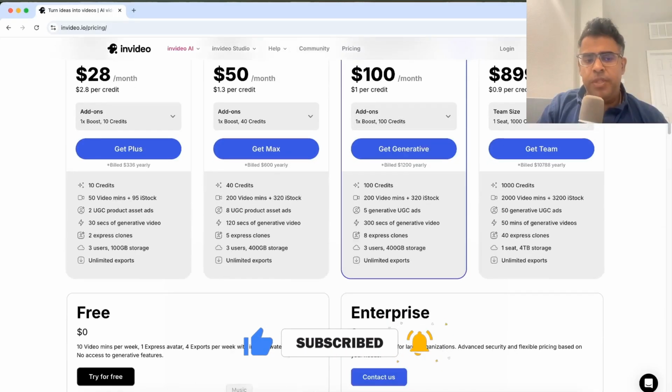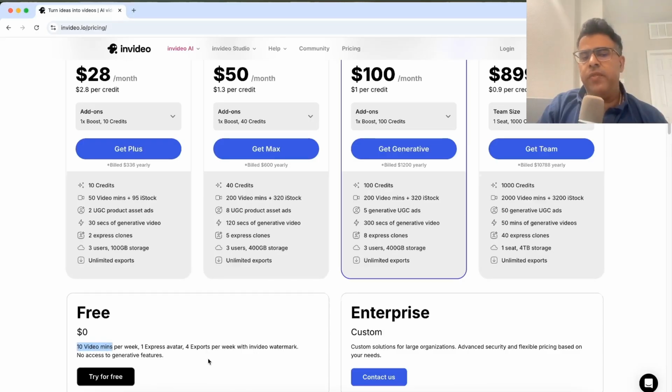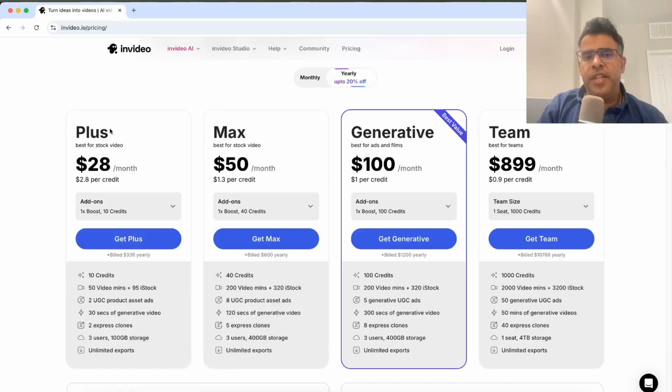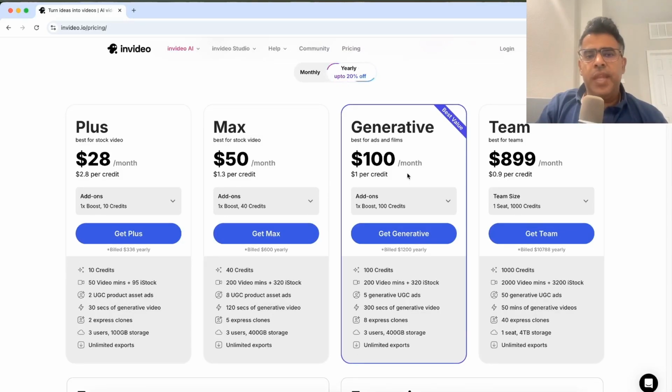They have a free option. It is here, and they provide 10 video minutes, and we'll talk about what video minutes are, but they provide editing of 10 video minutes down below. But really the focus is on Plus, Max, and Generative as something to start, and they talk about Generative being the best value. And now we'll talk about whether it is the best value or not. So their plans seem to be well targeted across customer segments.